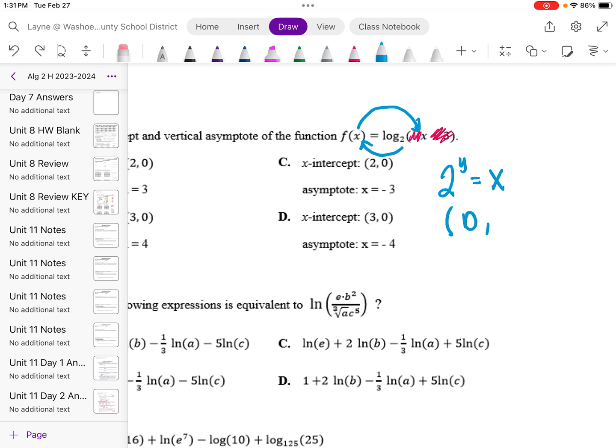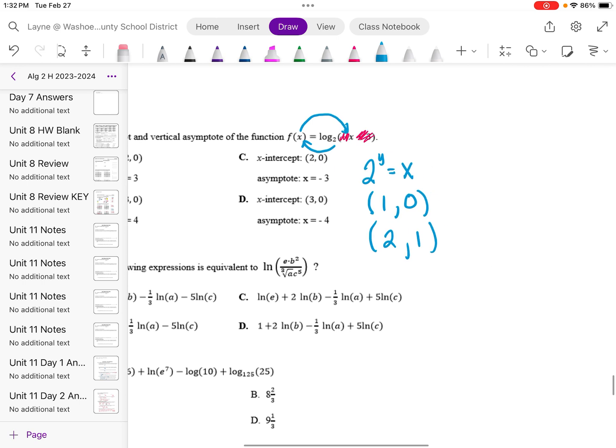I'm sorry, I need to get into the log mindset. First thing I'm going to do is plug in 0, but I'm going to be plugging in for the y, not the x, because this is backward from how we normally do this. So I plug 0 in. Anything to the 0 power is 1. Now I'm going to plug 1 in. 2 to the first power is going to be 2.